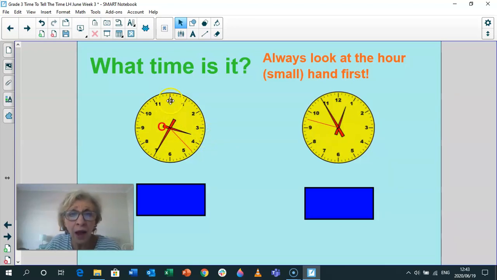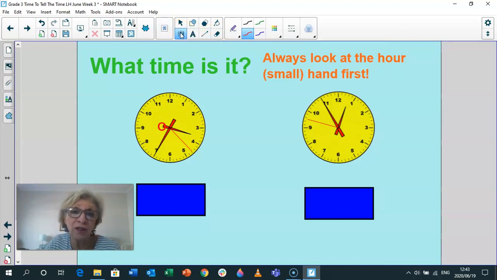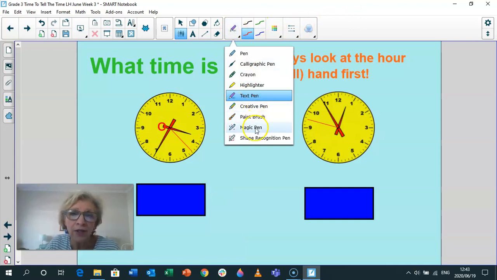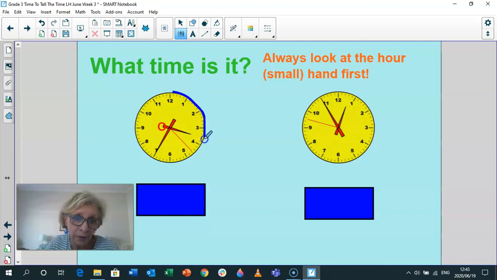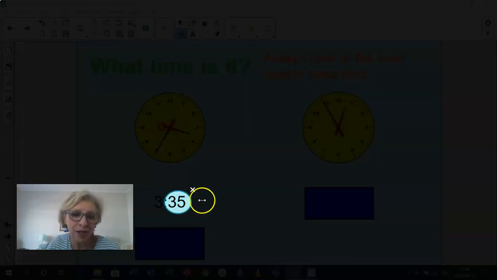Okay, and the minute hand has gone all the way around here, after the 6, which means it's gone for 30 minutes. The minute hand, which is your long hand, has gone 35 minutes. So it's 35 minutes past 3. I can say 35 minutes past 3, or I can say 25 minutes to go till 4, or I can say 3:35. And the 35 here is how many minutes past 3 that is.